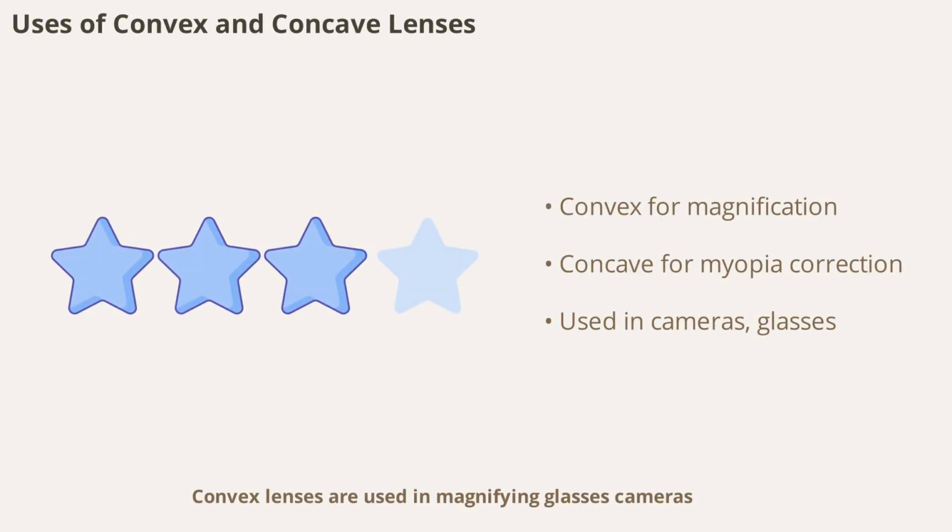Convex lenses are used in magnifying glasses, cameras, and corrective eyewear for hypermetropia. Concave lenses are used to correct myopia and in devices like peepholes. Each lens type has specific properties that make it suitable for different optical tasks, from enlarging images to correcting vision.